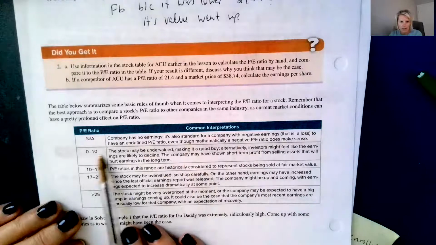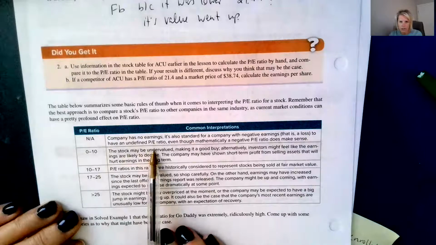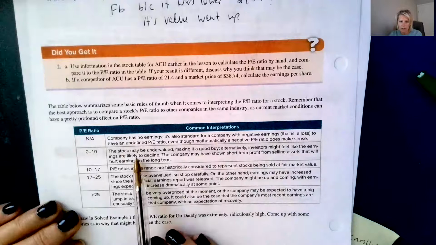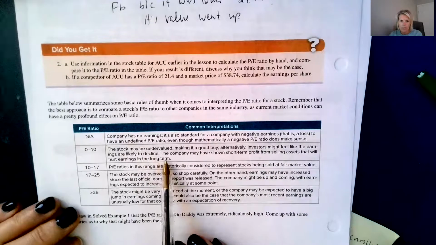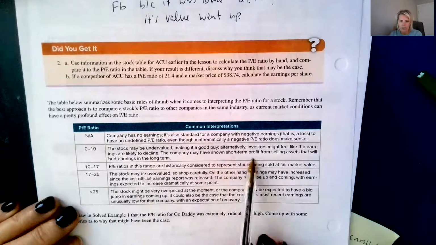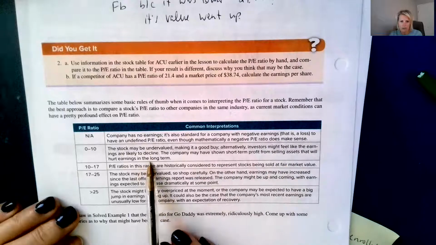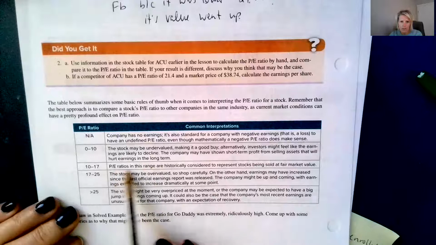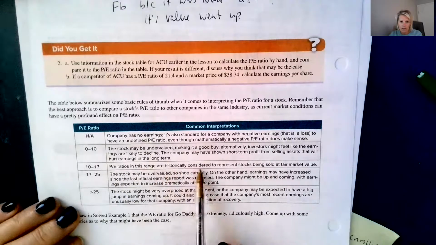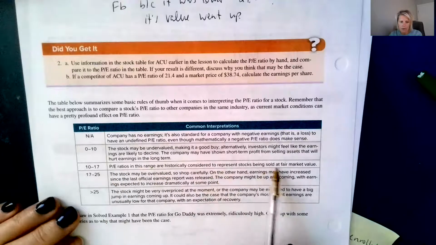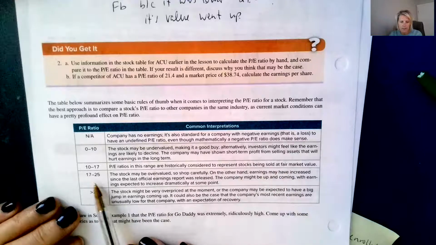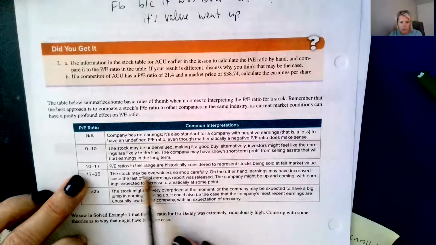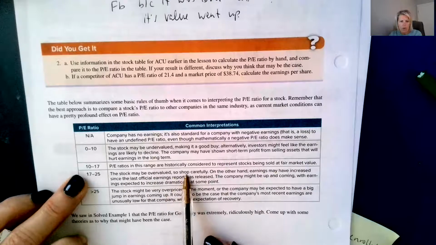A 0 to 10 means the stock may be undervalued, making it a good buy. Alternatively, investors might feel like the earnings are likely to decline. The company may have shown short-term profit from selling assets that will hurt earnings in the long term. 10 to 17: PE ratios in this range are historically considered to represent stocks being sold at fair market value. 17 to 25 is where Facebook was. The stock may be overvalued, so shop carefully.